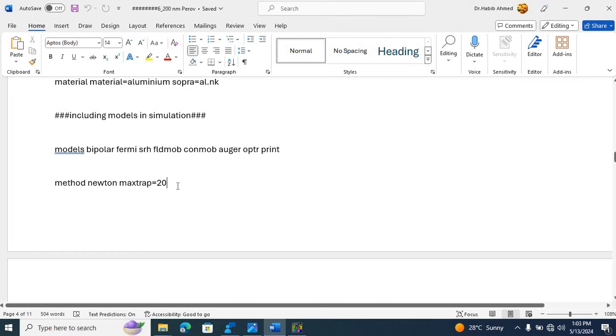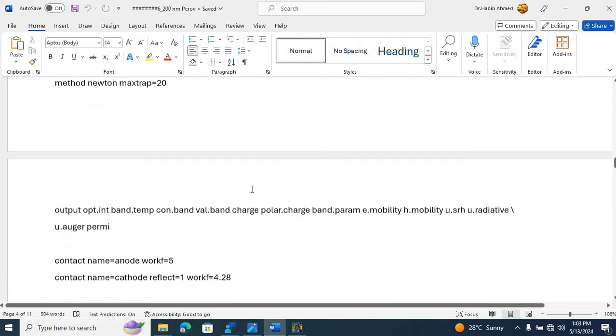Then we include a method for the solution of our devices. I'm using Newton as a method, but we can also use other methods, for example, Gummel and block. Gummel gives us linear convergence. Newton gives us quadratic convergence. Newton is more suitable for this current simulation.